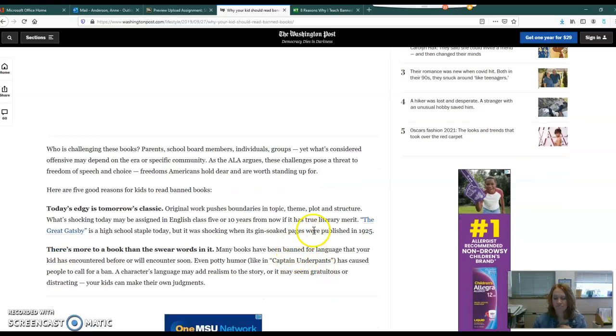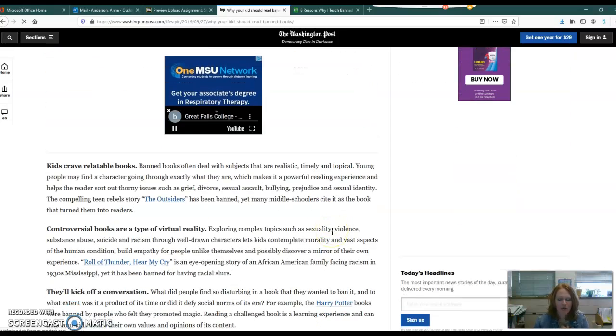Another reason why we would teach banned books, not only because of connections, is that kids crave relatable books. Not every kid is growing up with a 2-parent household and everything is happy and Disney princesses and everything's happy ending after all. So if you've ever read The Outsiders, that was banned by quite a few middle schools because it talked about the big things in this world, like grief and divorce and sexual assault and bullying and sexual identity and prejudice, the whole thing. But if our students are going to learn about this, wouldn't we rather learn about this in a place where it's supportive and understanding and we can talk things out?